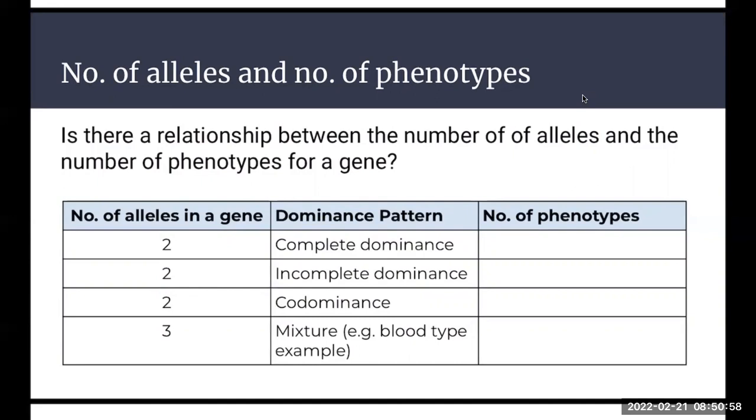So right here is a table in your notes, and I want you to give me the number of phenotypes for each scenario. So the first scenario would be if you only have two alleles in the gene and the dominance pattern is complete dominance. How many possible phenotypes are there? Let's say you have allele A and allele B, and allele A is completely dominant over allele B. And then figure out the rest of them, all right? So pause the video to do that.